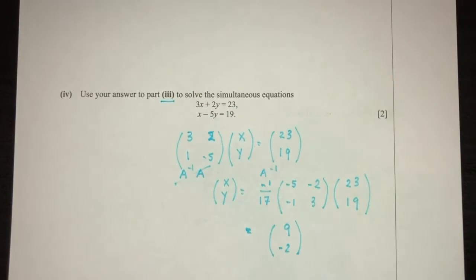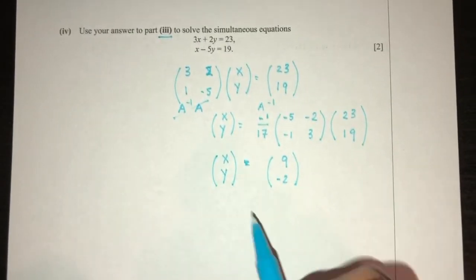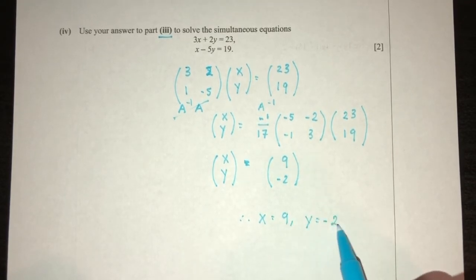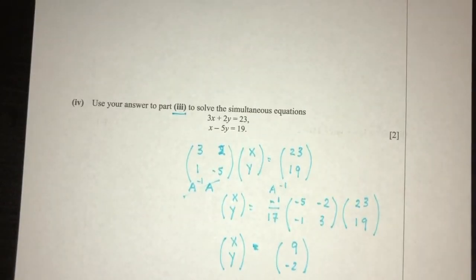So your answer, xy, will be those two values. So you can see x has to be 9 and y has to be minus 2. Okay, and that will be your question number 10. Let's move on to question number 11.